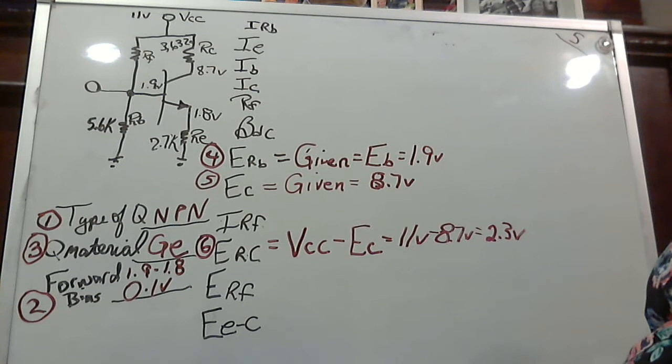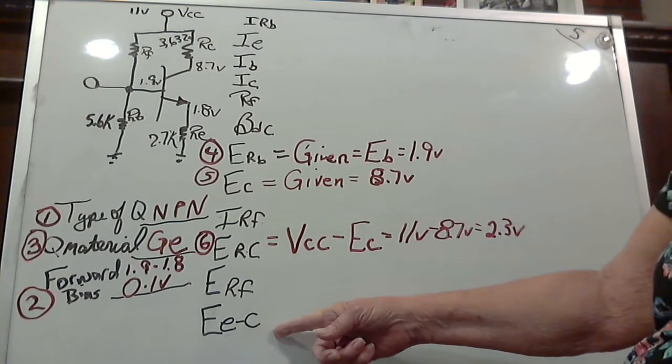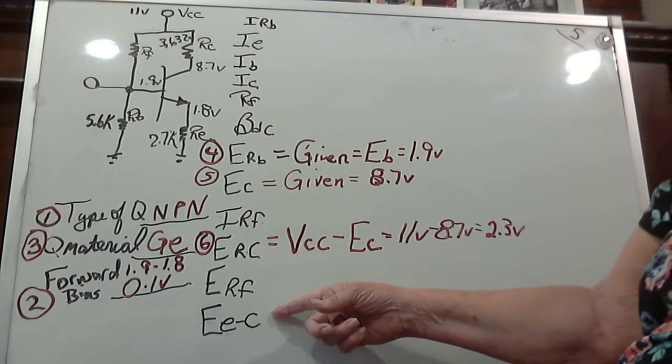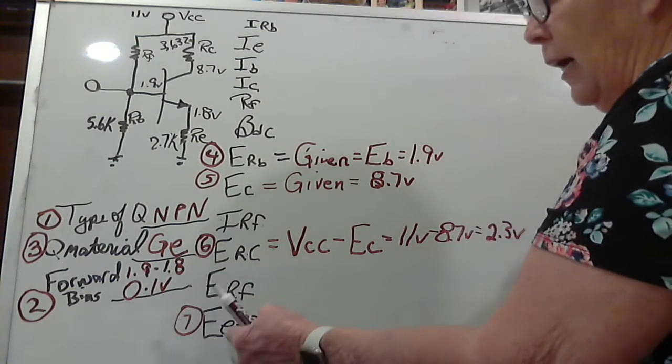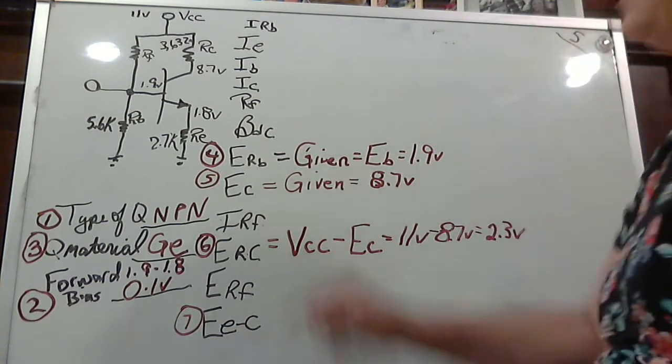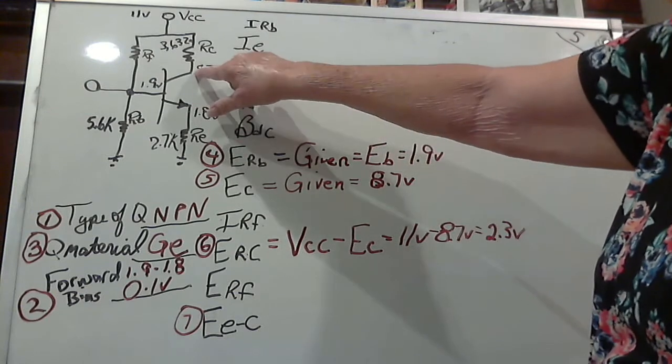I'm going to go back now and look, because I've gone all the way down. I can do this one as well. This would be number 7 if we wanted to. And that's the emitter to collector voltage. That's the one from here to here.